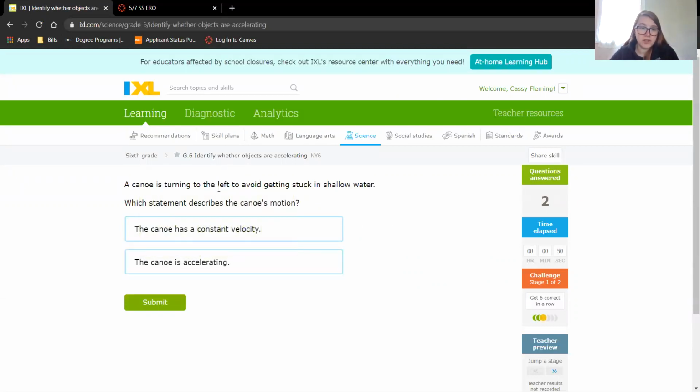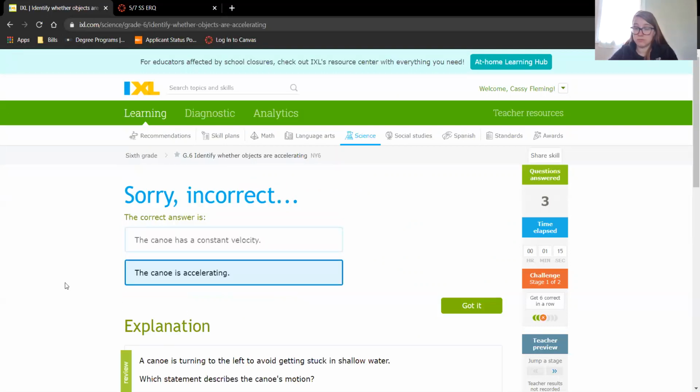A canoe is turning to the left to avoid getting stuck in shallow water. Which statement describes the canoe's motion? The canoe has constant velocity, or the canoe is accelerating. It doesn't say anything about them paddling to go faster or slowing down. They're just turning. They're still going with the motion of the water though, so it's going to have a constant velocity. Oh, I was wrong.